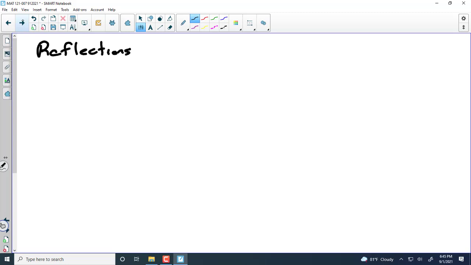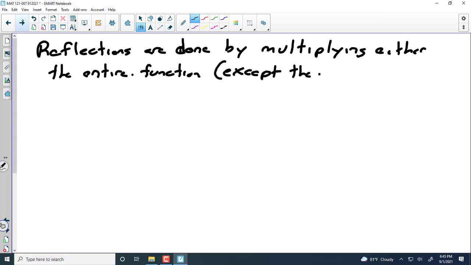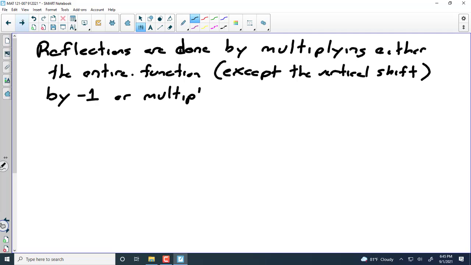Reflections are done by multiplying either the entire function. You don't actually multiply the vertical shift, except the vertical shift part at the end. But multiplying the main part of the function by -1, or multiplying x directly by -1.